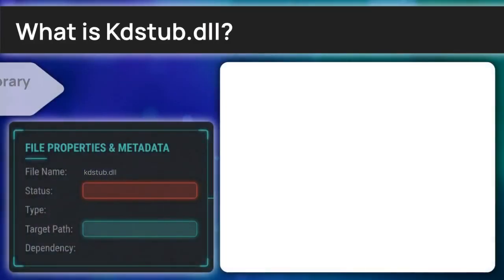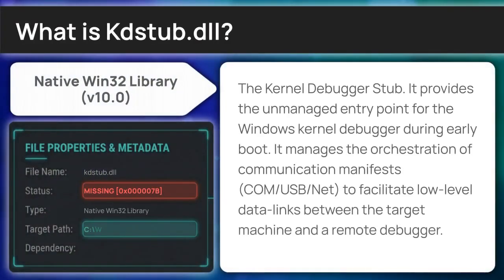This is the Kdstub library, the Kernel Debugger Stub. It provides the unmanaged entry point for the Windows Kernel Debugger during early boot. It manages the orchestration of communication manifests, COM and USB and NET, to facilitate low-level data links between the target machine and a remote debugger. With the why out of the way, let's focus on getting you running again.